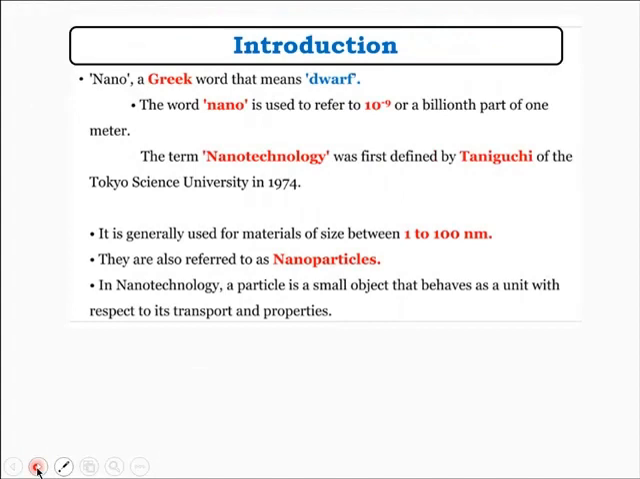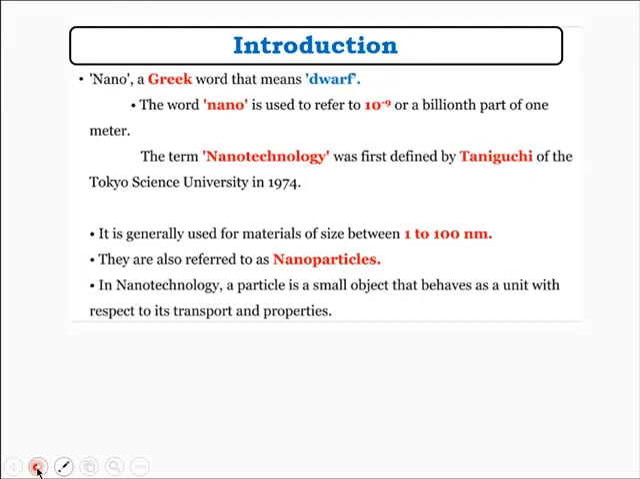So as you know, in nanotechnology, the word nano means dwarf. Dwarf means it is a small size, or smaller size than what we normally observe in nature. So nano is usually 10 to the power minus 9, or a billionth part of 1 meter.